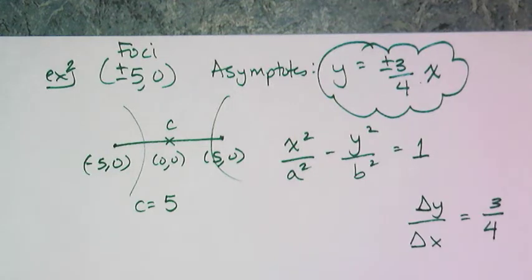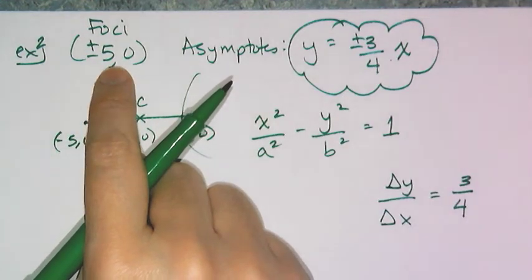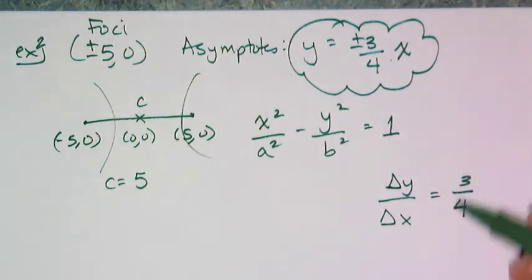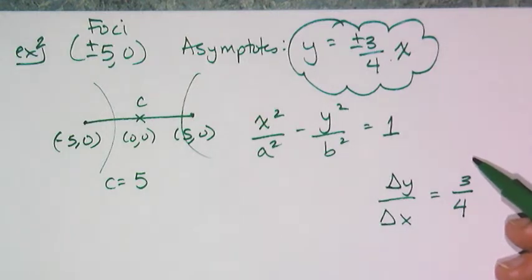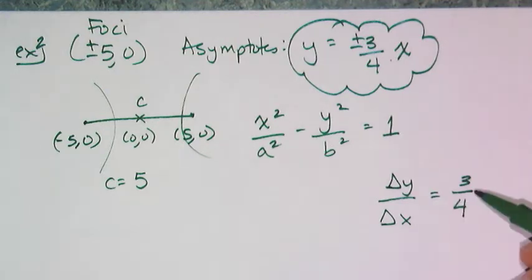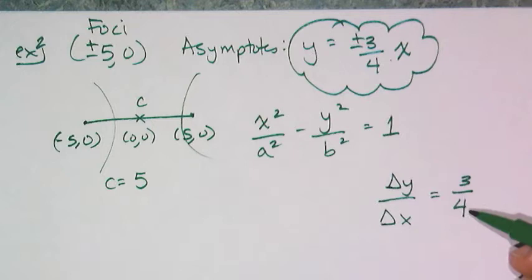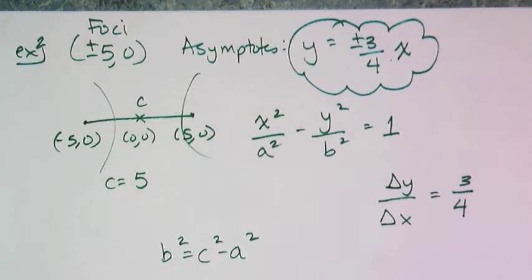Now, technically, it simplifies to 3 over 4. So this could be 6 over 8 or 30 over 40 or some other numbers, which is why we need the location of the foci. Just having the asymptotes alone isn't enough, because the asymptote just tells me the change in y over change in x. It doesn't actually tell me what x and y are. Now, I know I have some multiple of 3 is b, and some multiple of 4 is a, and this is when I use that b squared equals c squared minus a squared.